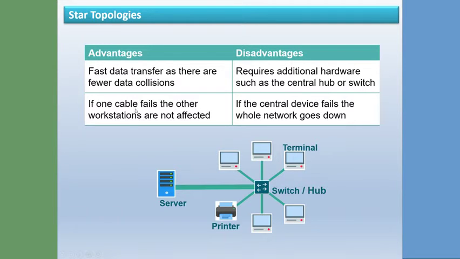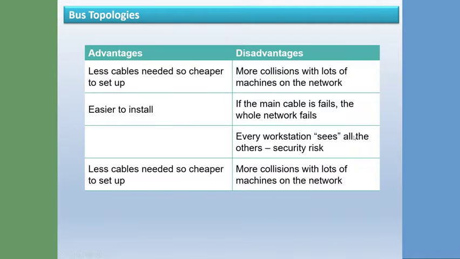And if one cable fails, the other workstations are not affected. So if this cable gets cut here, this computer will stop working, but every other device on the network will carry on. It does require additional hardware, such as a switch. That is one of the disadvantages. And if that central switch goes down, they all stop working, because they all connect via that switch.